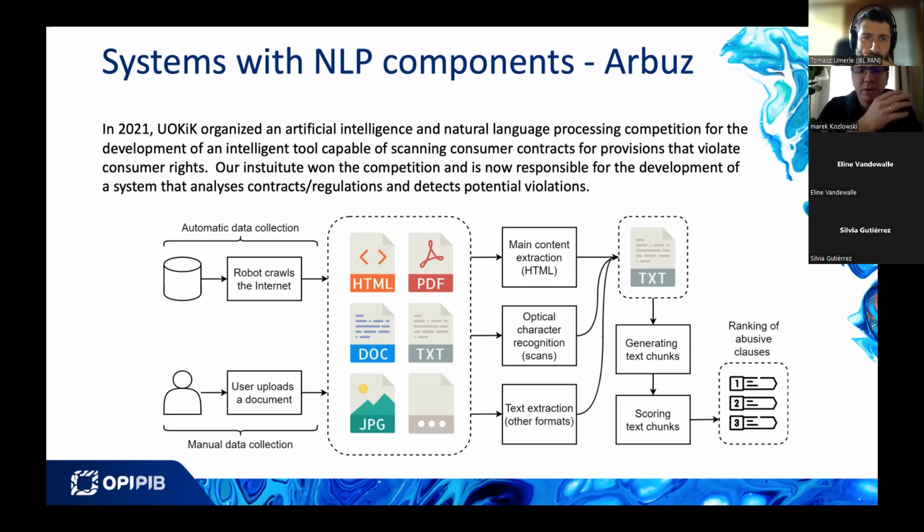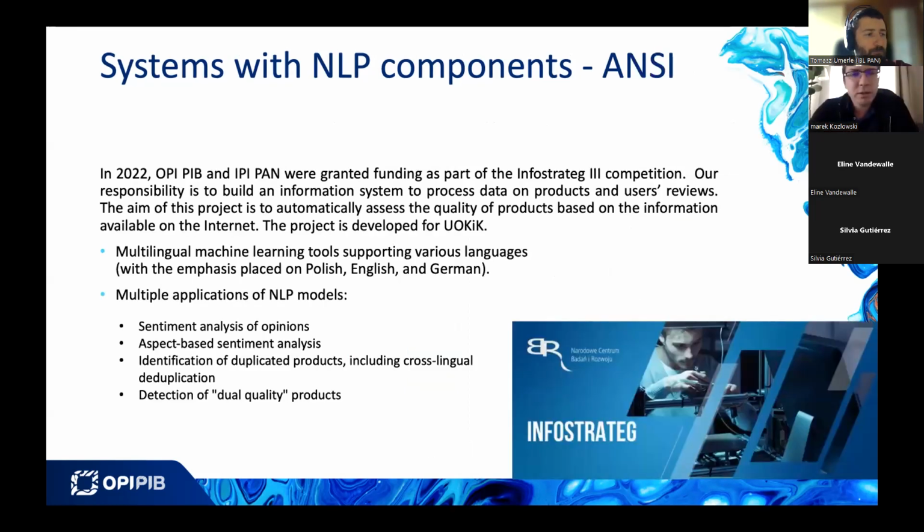It can be machine readable, it can be scanned. The goal is to detect the potential violation. It means to identify the abusive clauses in the agreement. In 2022, we were also granted funding for building a huge system for the Office of Consumer Protection. It's focused on dual quality.